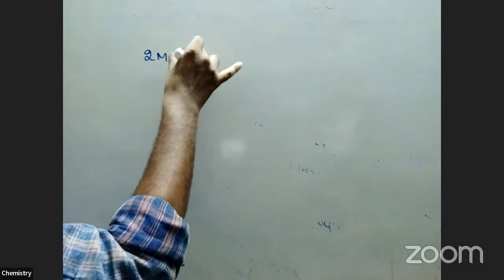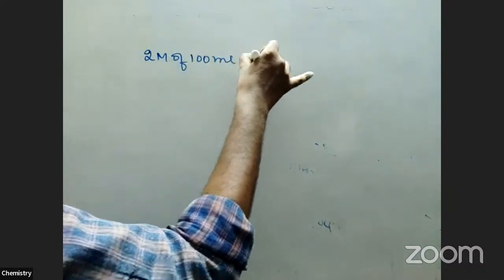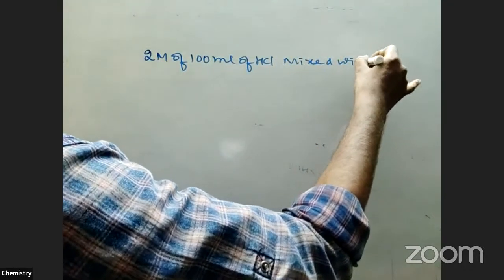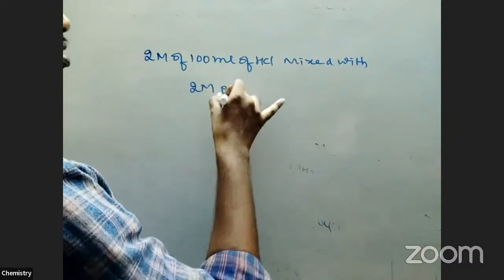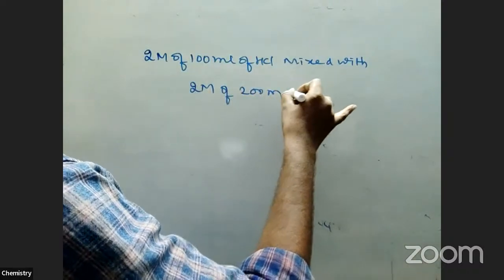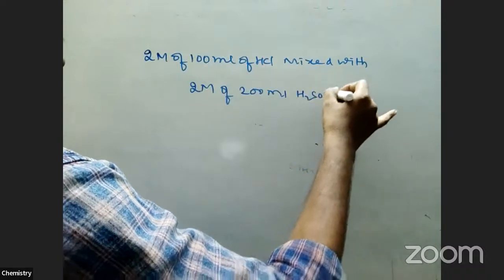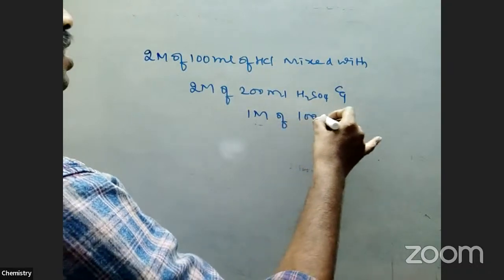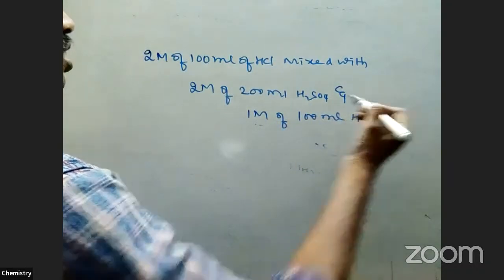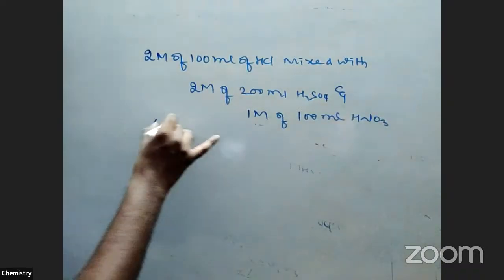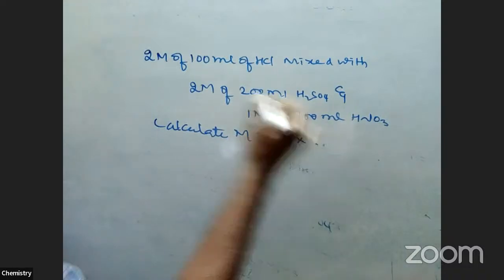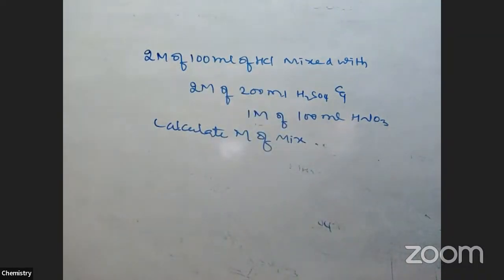2 molarity of 100 ml HCl is mixed with 2 molarity of 200 ml H2SO4 and 1 molarity of 100 ml HNO3. Okay. Calculate the molarity of the mixture. Calculate the molarity of the mixture. So all our acids are given.